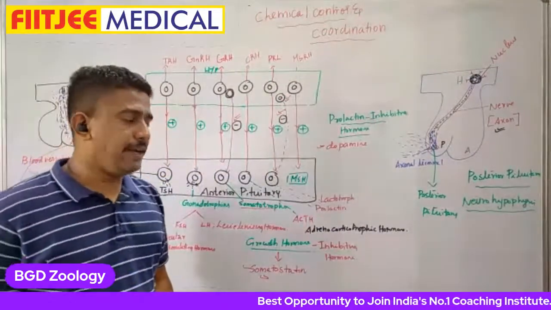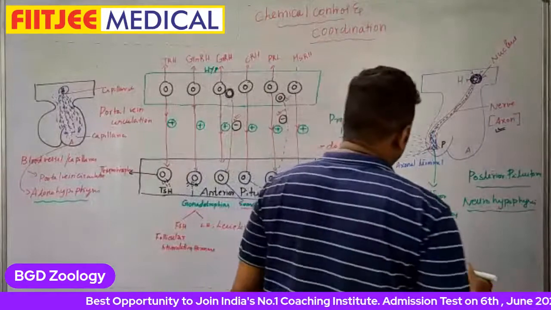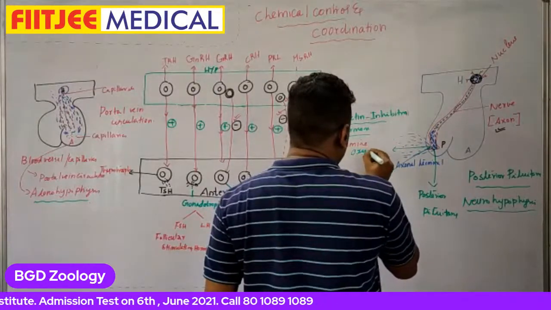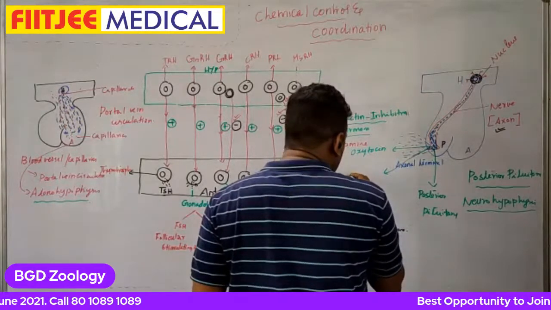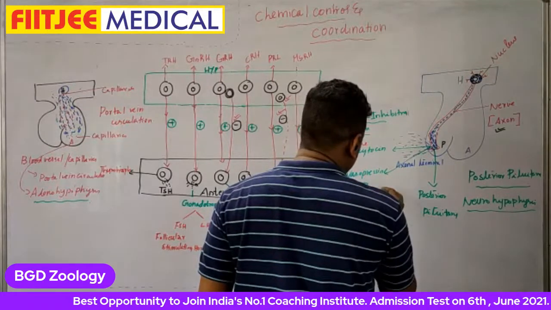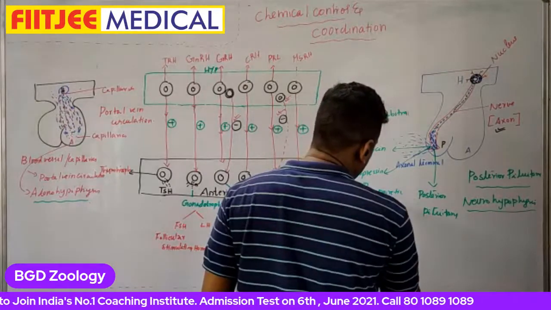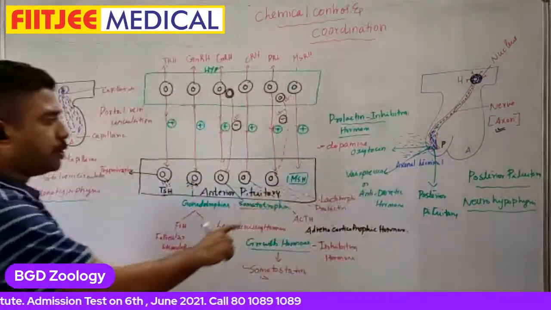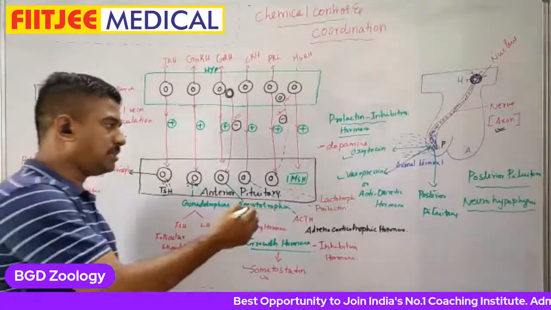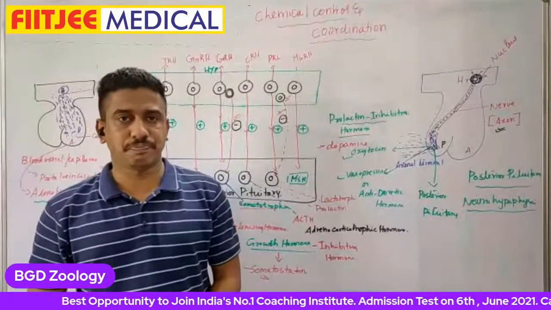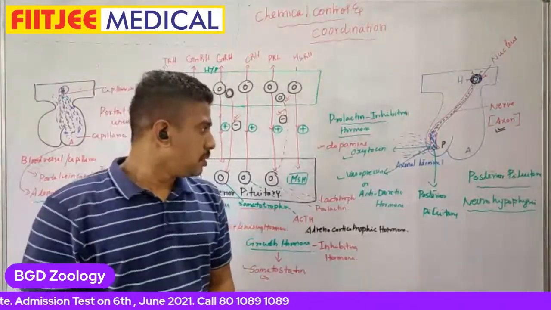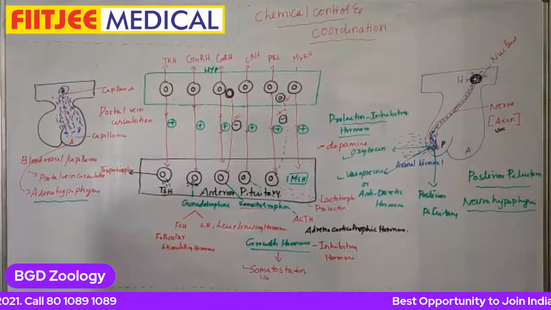So the posterior pituitary, if you are looking, will release or contain two kinds of hormones. One is called oxytocin. The other one we call vasopressin, or ADH, antidiuretic hormone. Right? So the posterior pituitary produces the hormones oxytocin and vasopressin. Vasopressin is otherwise called antidiuretic hormone. I hope these two things are very clear, right?